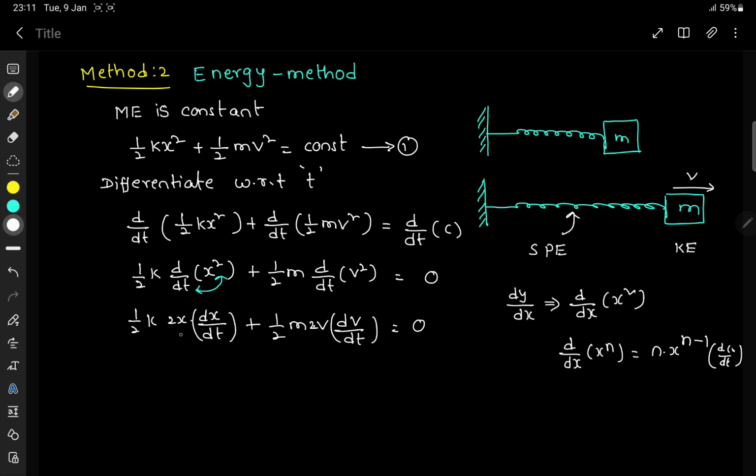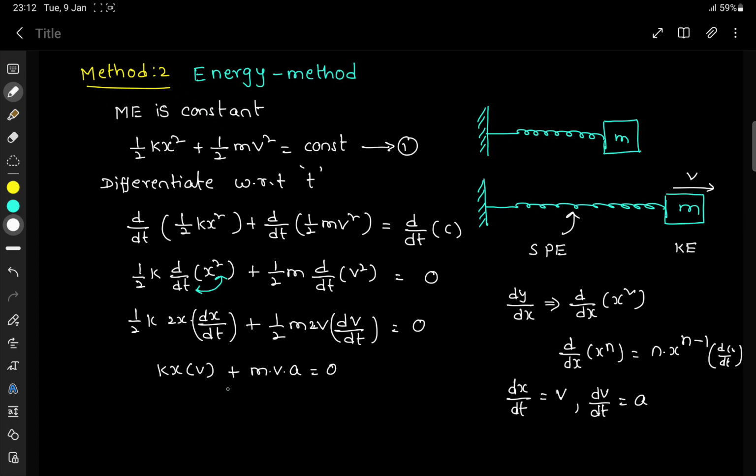Now the 2 gets cancelled. Kx, dx by dt: dx by dt, rate of change of displacement, is velocity. And dv by dt, rate of change of velocity, is acceleration. So here the 2 cancels: kx into v, plus m into v into a, equals 0.